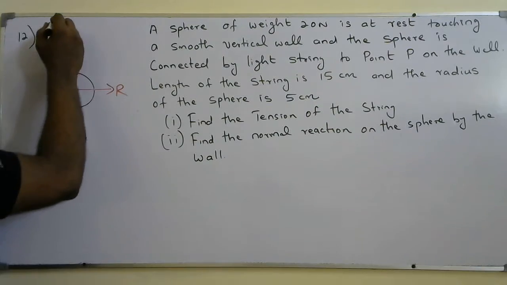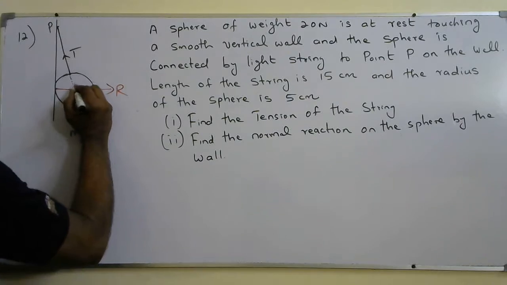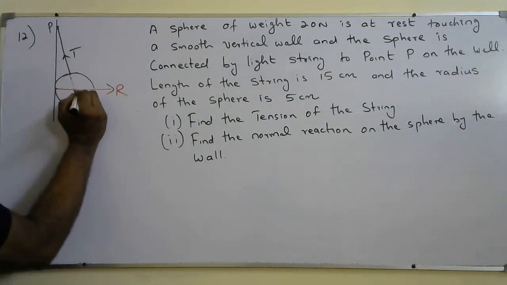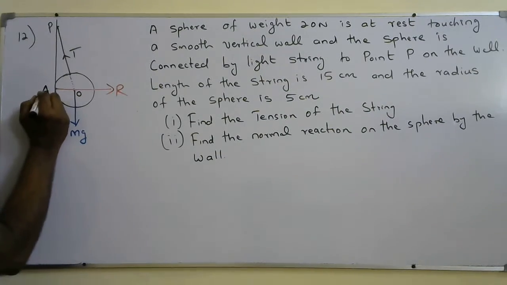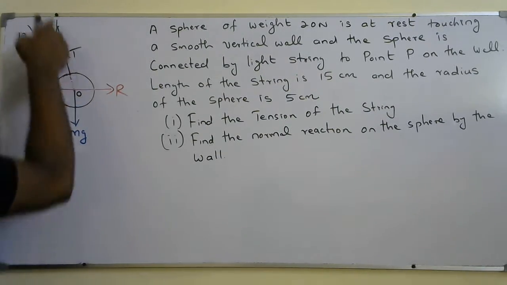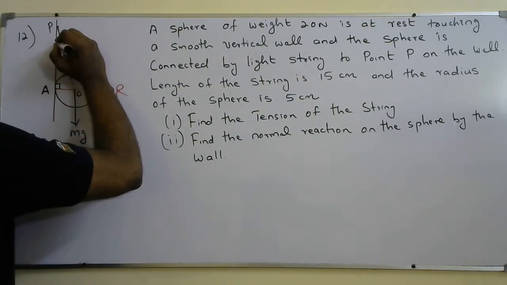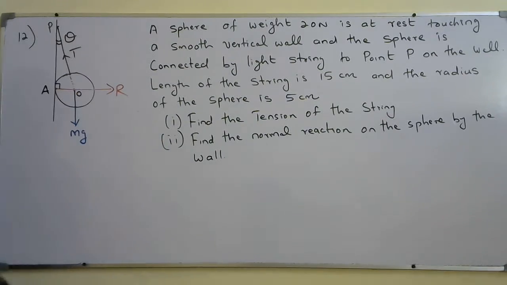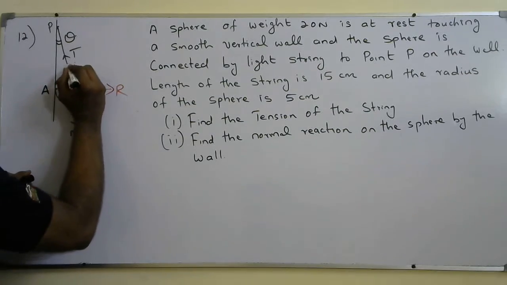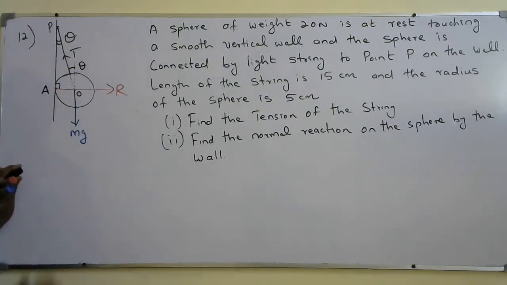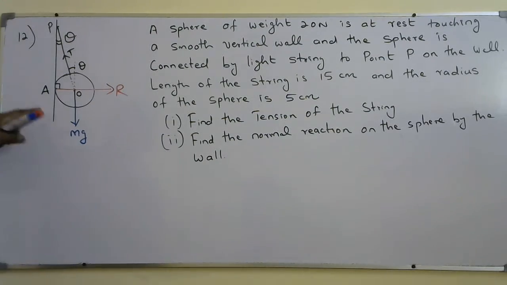I know the length of the string is 15 centimeter, and the radius is 5 centimeter. So I can name this: O is the center, this is P, this is A. In the triangle AOP, this is 90 degree. I need to find the angle theta. If I find this theta, this other angle will also be theta because it is an alternate angle.